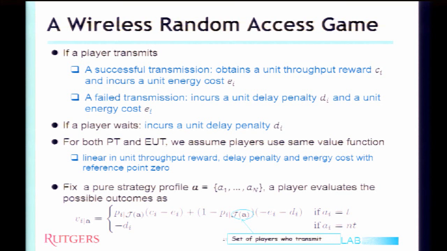So you keep using the word unit. Suppose I left the word unit out of this slide. I just retained a throughput reward, c_i, and energy cost, e_i. Would anything change? What does the word unit mean in this slide? So actually, if you transmit one packet and it's successful, the throughput reward you get is a unit throughput reward c_i.